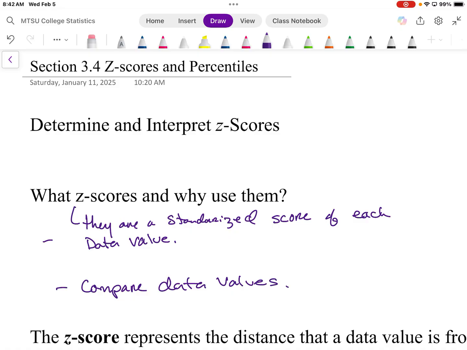Now that sounds kind of vague, but it goes back to the standpoint. How many of you have taken the ACT? All right, I took the ACT too. It was almost 40 years ago.